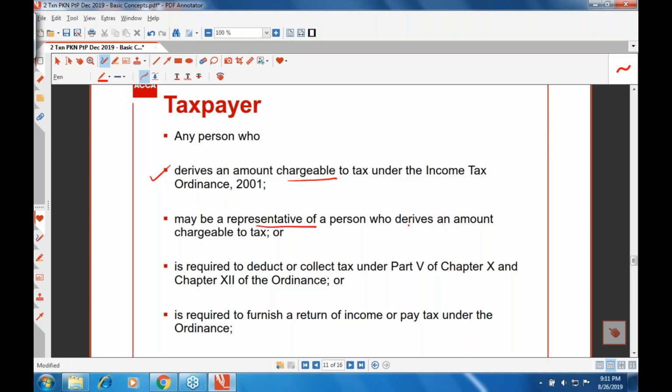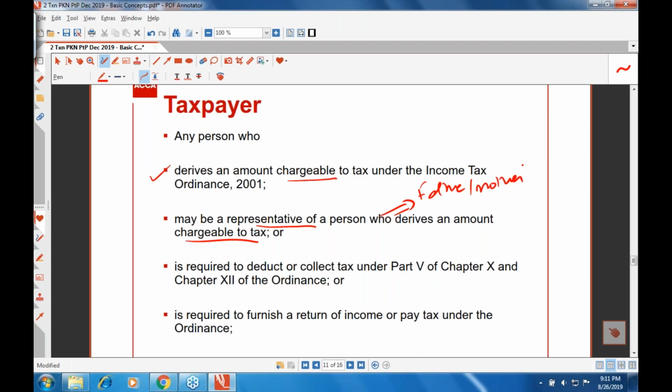It may also be a representative of a person who derives an amount chargeable to tax. Now let's try to understand this concept. For example, your father or your mother dies, they pass away.